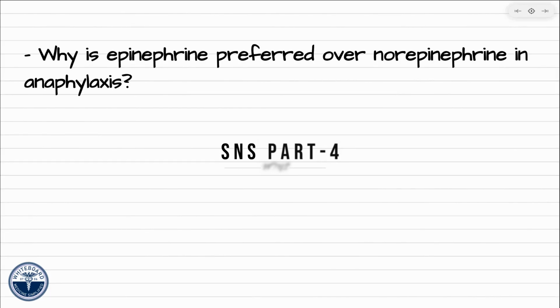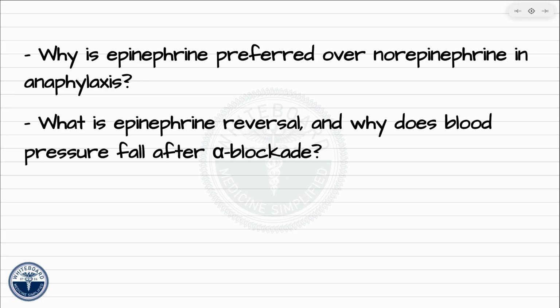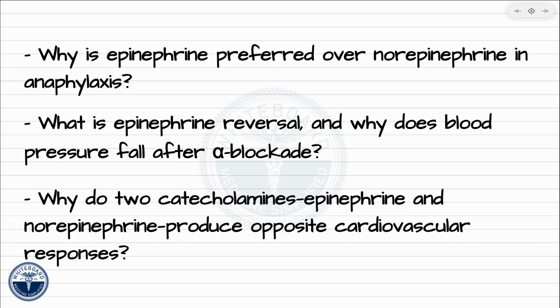Why is epinephrine the drug of choice for anaphylaxis while norepinephrine is not? What is epinephrine reversal and why does blood pressure fall after giving an alpha blocker to a patient receiving epinephrine? And if epinephrine and norepinephrine are both catecholamines, why do they produce different effects on blood pressure and heart rate?